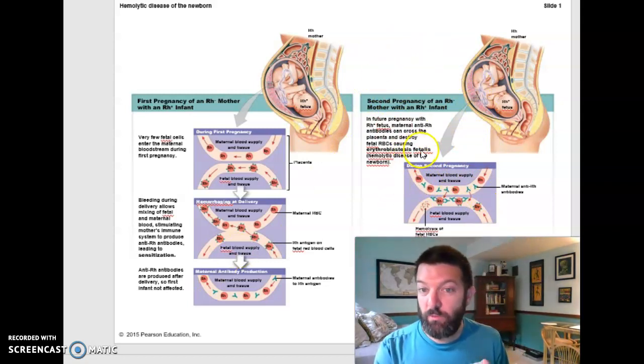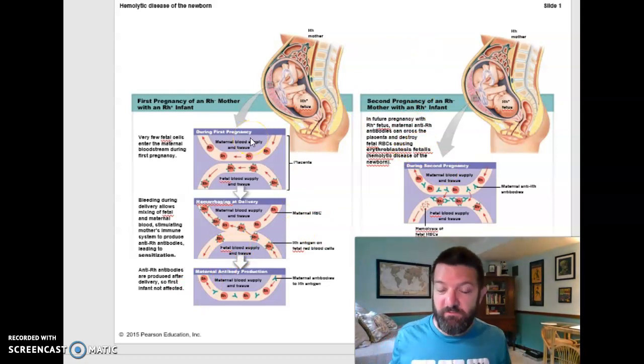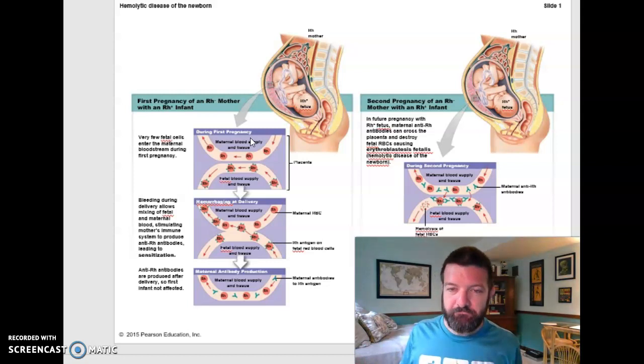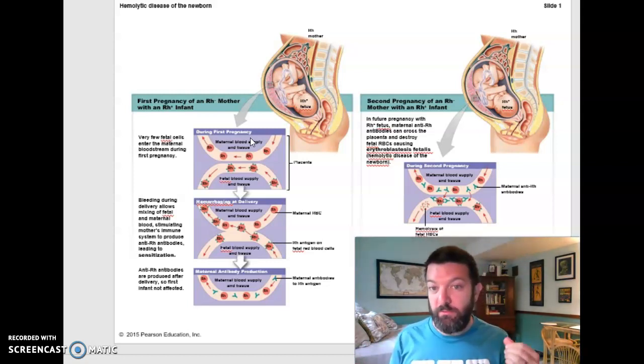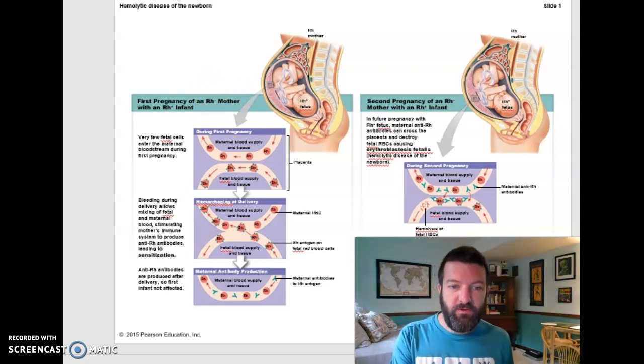Again, the second pregnancy with an Rh negative mother and an Rh positive infant. If you have an Rh positive mother, this isn't an issue. If you have an Rh negative mother who has an Rh negative infant, also not an issue. So really this only matters when the mother is Rh negative and the father is Rh positive, then you have a chance of having an Rh positive infant.